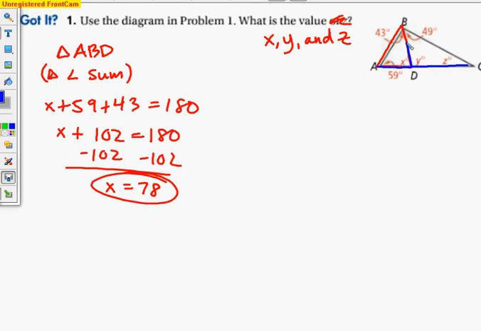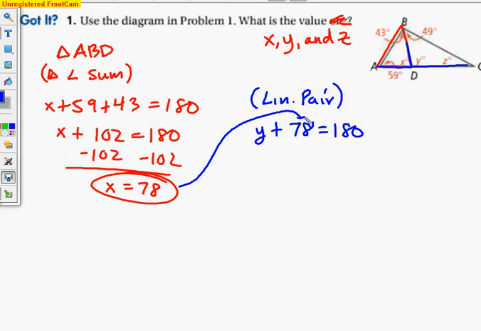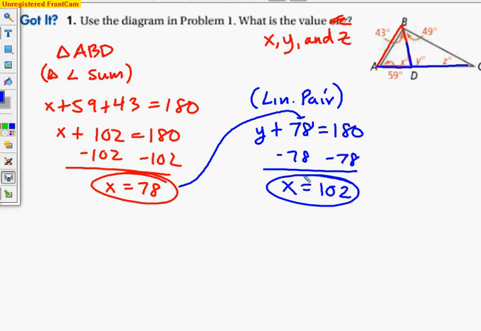They are a linear pair. So that means x plus y, or y plus 78, is going to be 180, because x was 78. That's all we did. We just took it based off the picture. Subtract 78. Y is 102. I'm sorry, y. What am I doing? Not x, y. And now I have y.